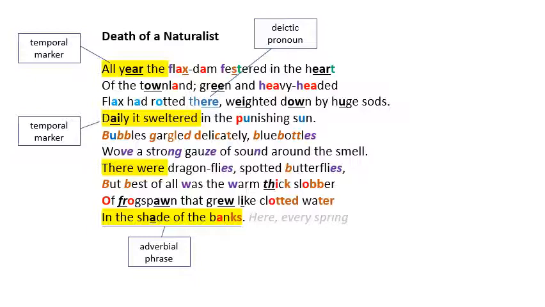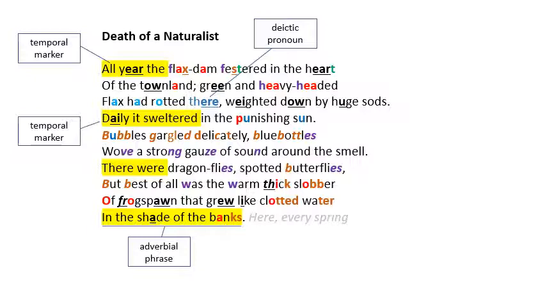The same longer vowels are seen in town and green, weighted down and huge. It slows the lines down so that they feel comfortable and pleasant. Even when you've got the shorter vowels of flax had rotted there, and even the heavy-headed, those tense things there are weighed down by the longer vowel sounds that make it a little more comfortable. Similarly in daily, it slows even though it's sweltered.